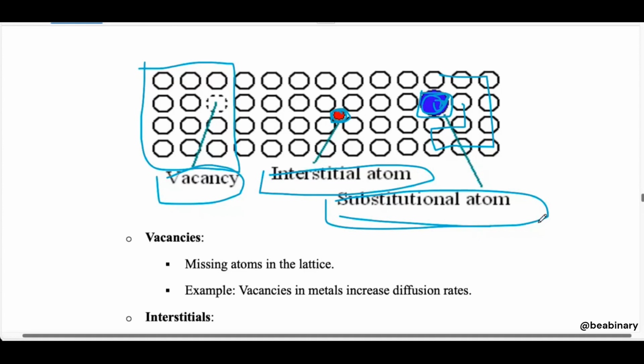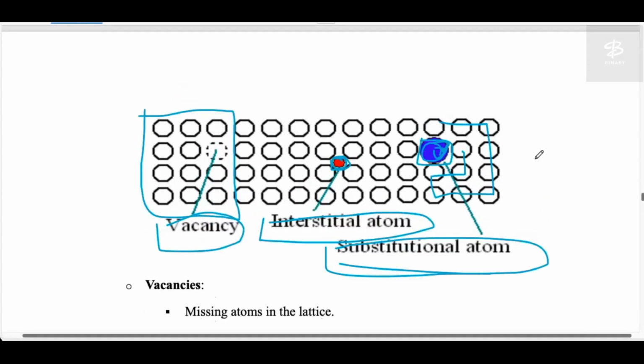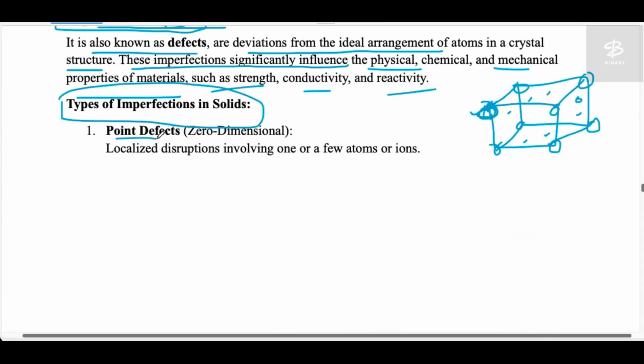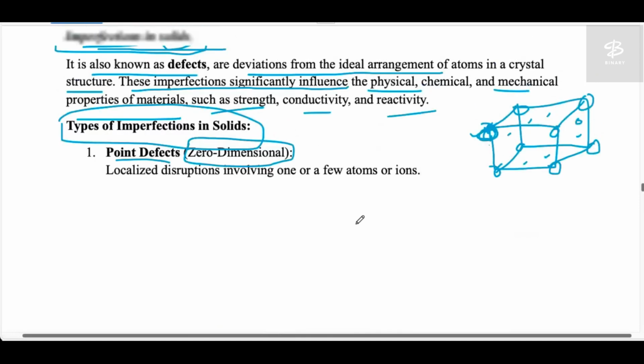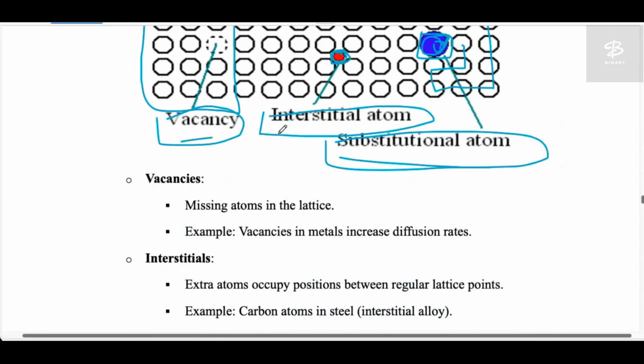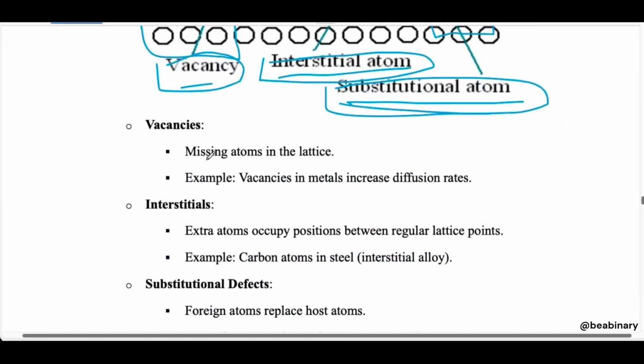So there are three kinds; first we are discussing the point defects. Point defects means zero dimension, that means the dimension is the same as it was earlier. In point defects there are three kinds of defects. First one is the vacancy, the second one is interstitial atoms, and third one is substitutional atoms. Here is a description: missing atoms in the lattice is the vacancy.